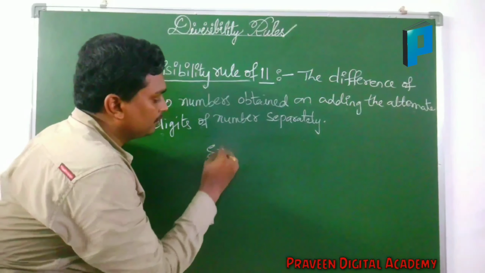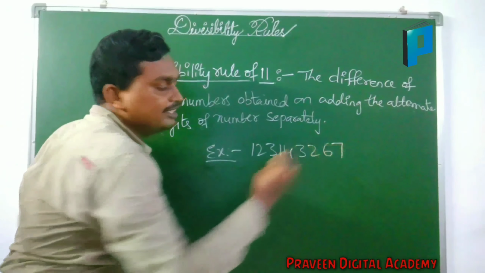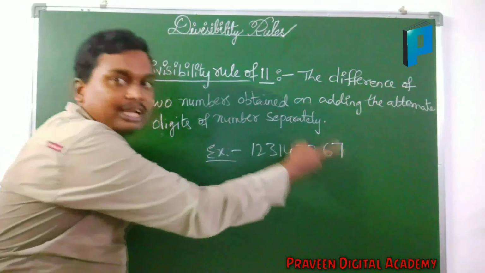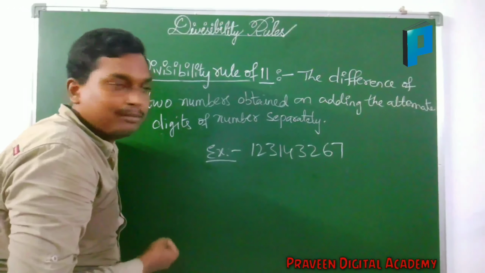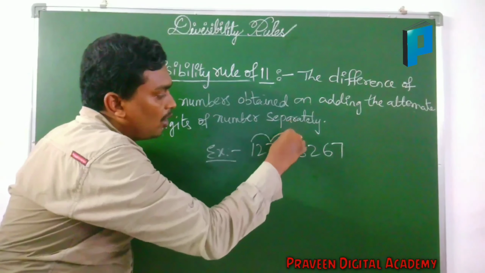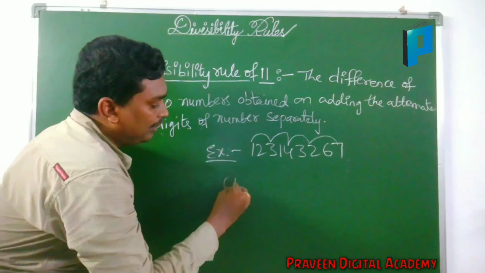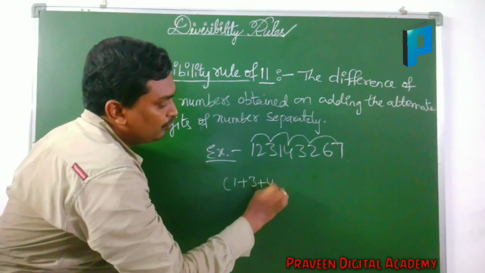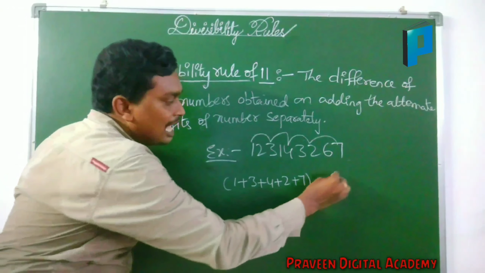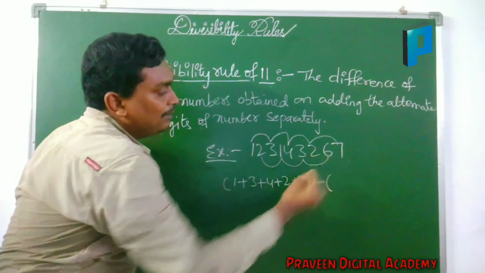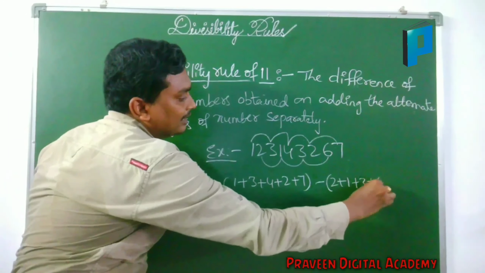For example, if we are having a question like this, 1, 2, 3, 1, 4, 3, 2, 6, 7, what will we do? To check if this number is divisible by 11, we will add the odd places of the number. What are the odd places? Alternate numbers we will add here. These are the odd places of the number. Let me add here 1 plus 3 plus 4 plus 2 plus 7. Here, difference means minus, and the even places. What are the even places here? 2 plus 1 plus 3 plus 6.